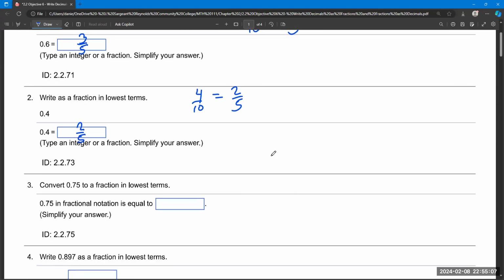Now we want to convert 75/100ths into a fraction in lowest terms. Both are divisible by 25. 75 divided by 25 is 3. 100 divided by 25 is 4. Think of the 75 cents as 3/4 of a dollar. You have 3/4 to get 75 cents. So this is 3/4.